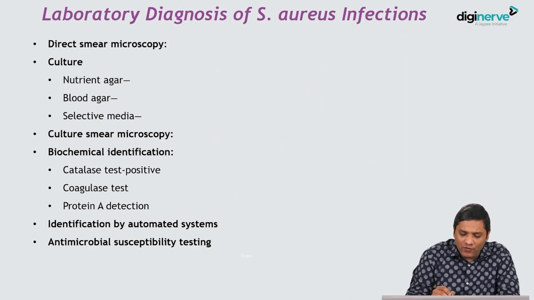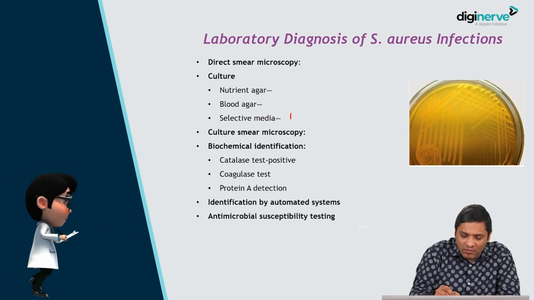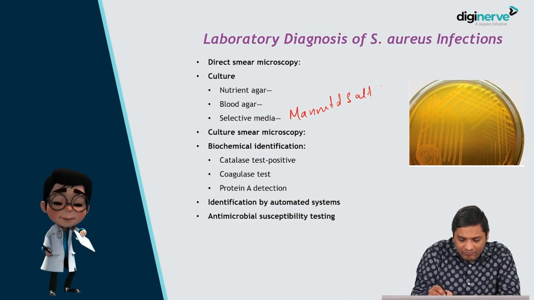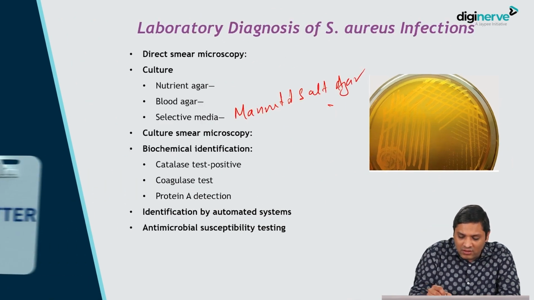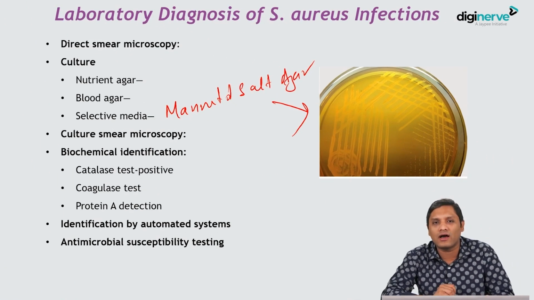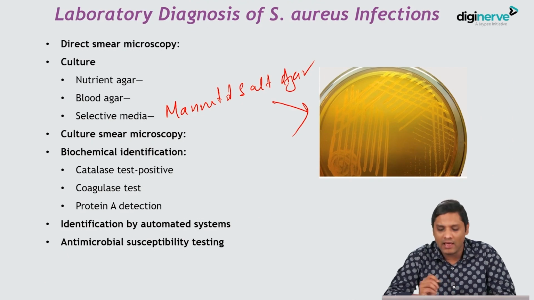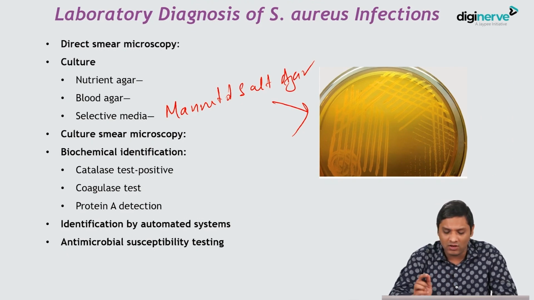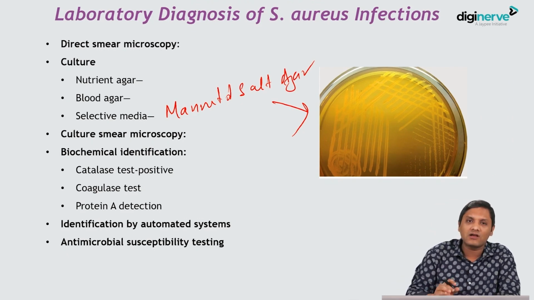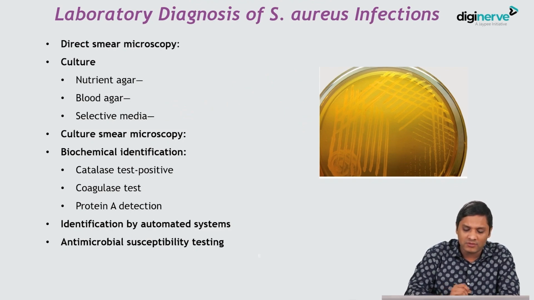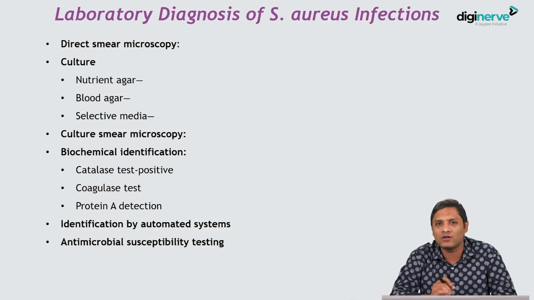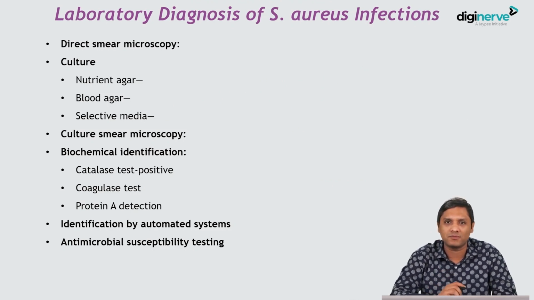You can also go for a selective medium. The important selective medium is mannitol salt agar. This is a picture of a mannitol salt agar where you can demonstrate yellow colored, mannitol fermenting colonies of Staphylococcus aureus. Among these culture media, blood agar is the most important medium used for isolation of Staphylococcus aureus from the clinical specimen.